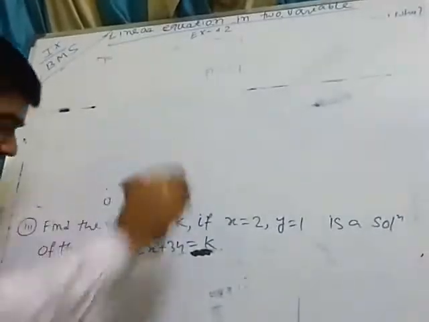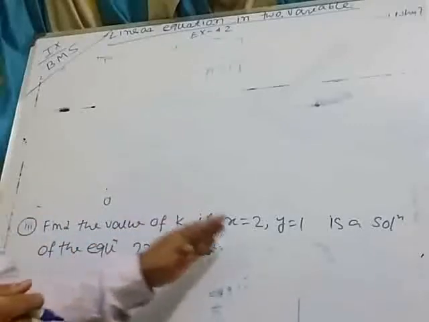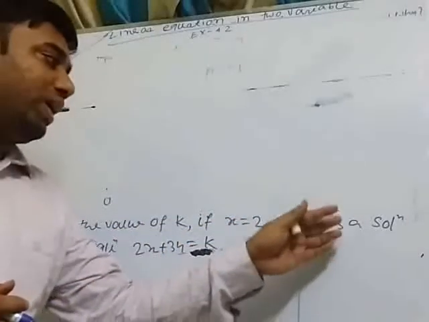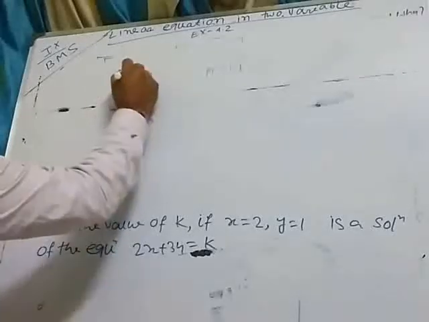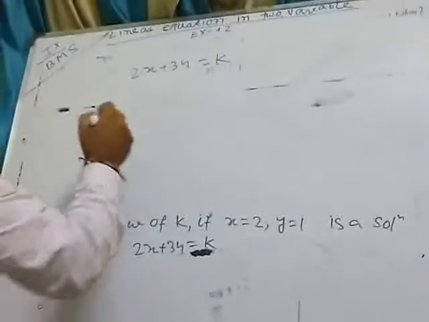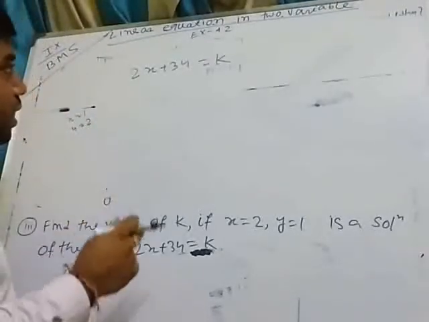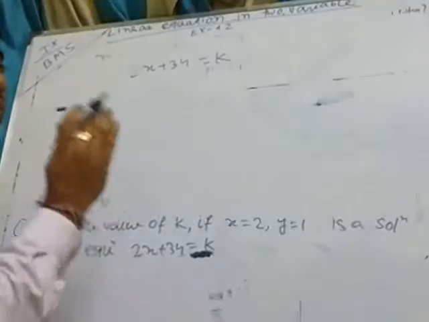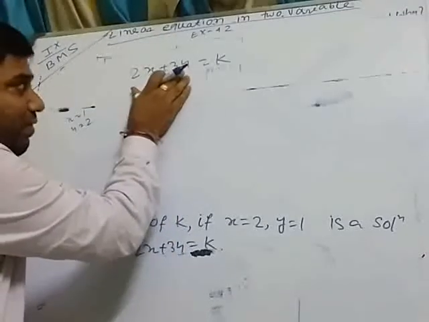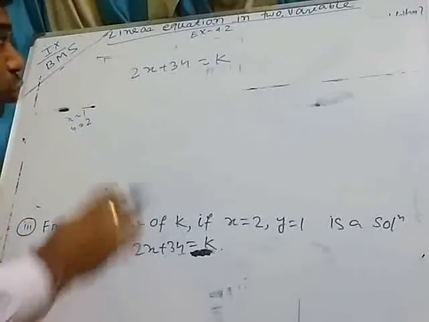Now move on to question number 3, that is the last question of exercise 4.2. Find the value of k if x equal to 2 and y equal to 1 is a solution of the equation. In the first video, I discussed what a solution is. Solution means here two variables, consisting of two values, x and y. If any two values of x and y respectively put in that equation make the left hand side and right hand side equal, then those values can be called a solution.